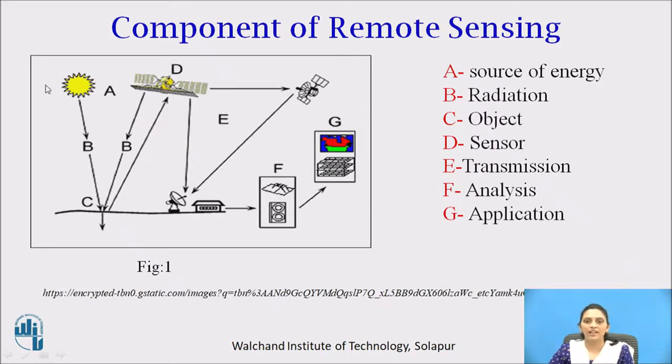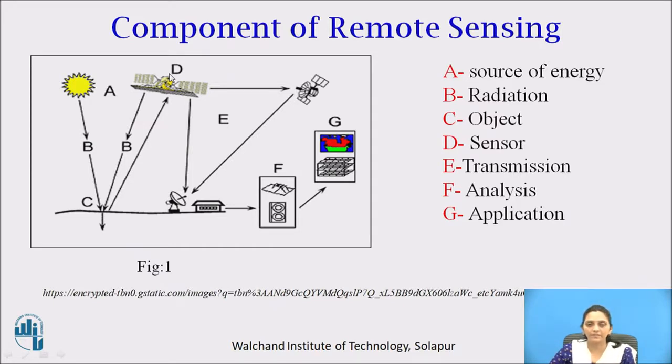So, here see, A is the source of energy, B is nothing but the radiations, and D is the sensor, C is the object which is going to be scanned, and E is the transmission of that image from one source to another source, and F is the analysis done, and then after analysis the available information is used in various fields. So, G is the application. So, these are the components of remote sensing.